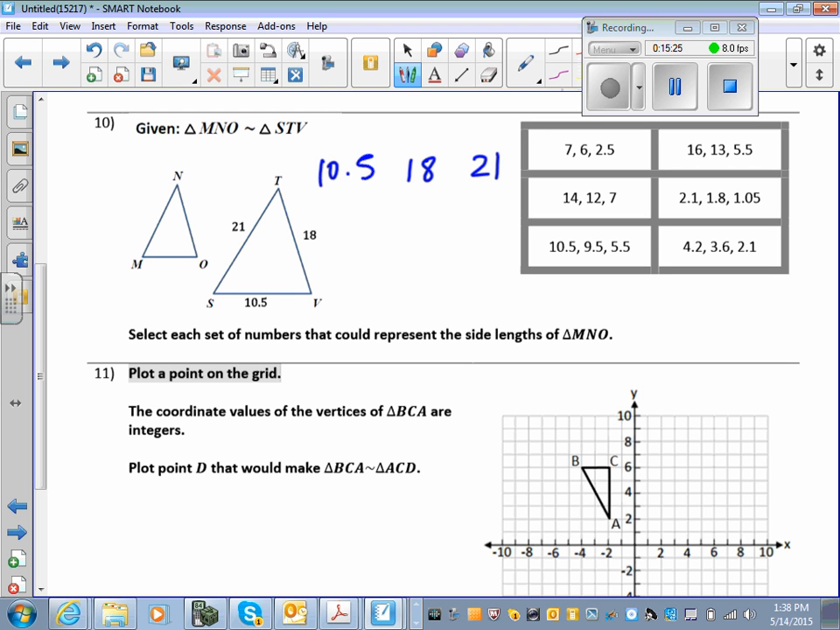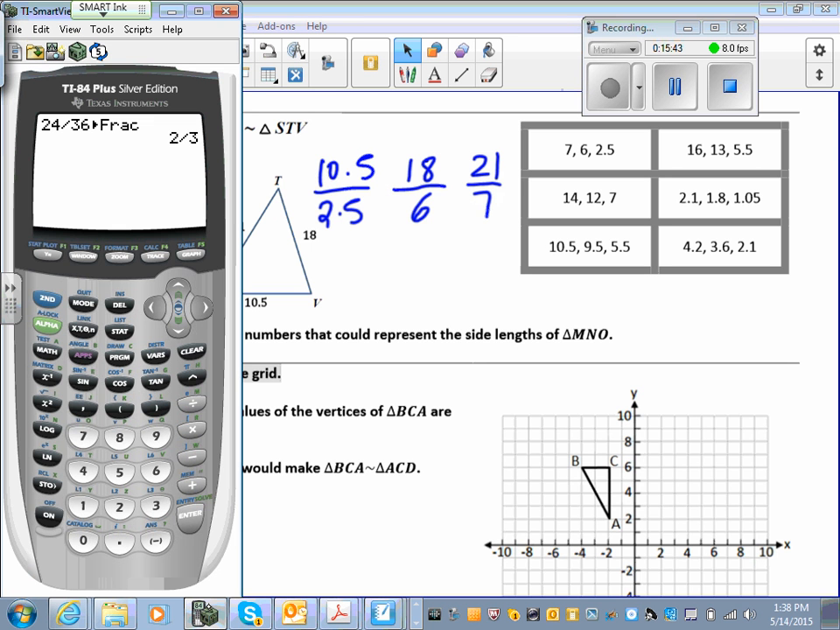So the least in this case is 6, then 7. Uh-oh, no, the least is what? Sorry about that. 2.5, right? So 2.5, 6, and 7. I want to check if this ratio gives me the same decimal. So I'll open up my calculator. I put 10.5 divided by 2.5, and I got 4.2. Then I will do the next one, which is 18 divided by 6. I got 3. So are they going to be proportional? Do I need to continue? No. Once I know one of them is not proportional, I can cancel that out.